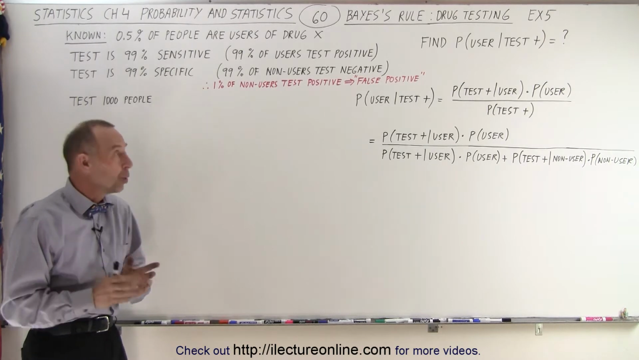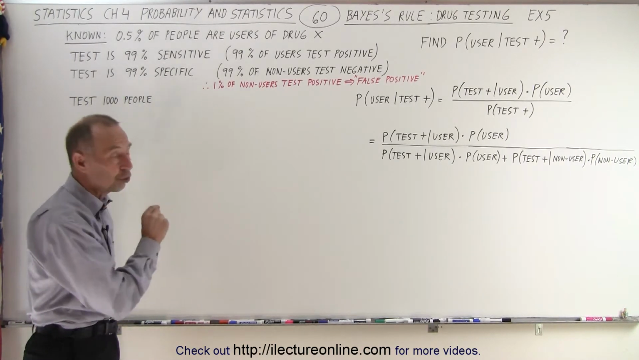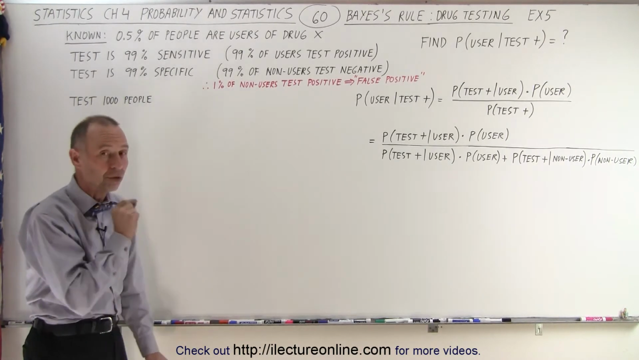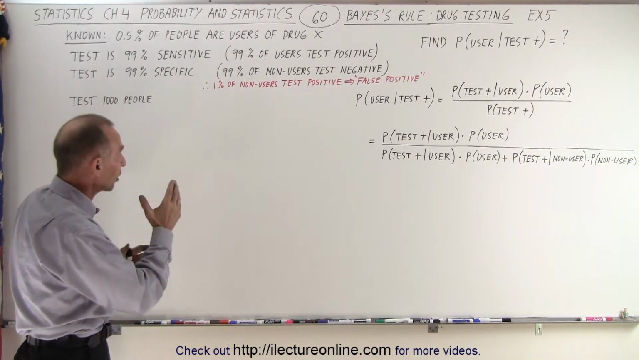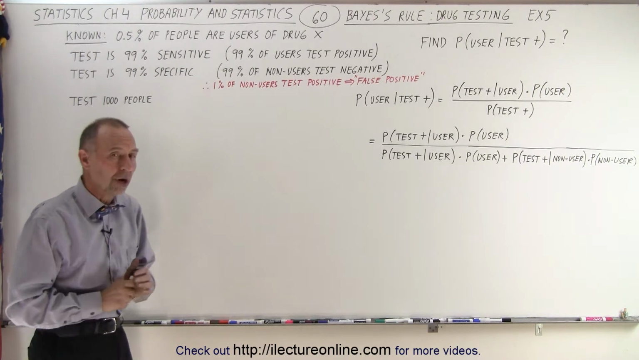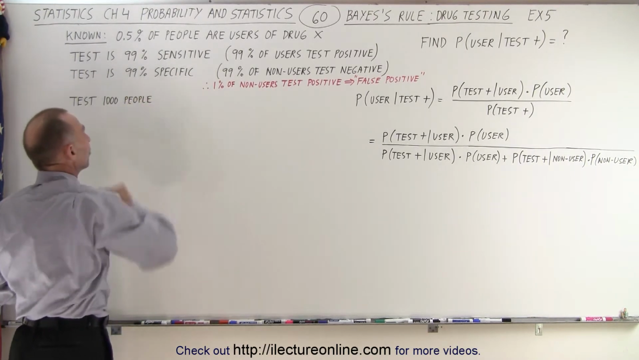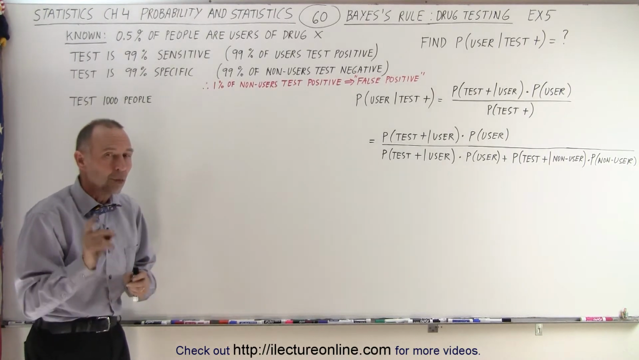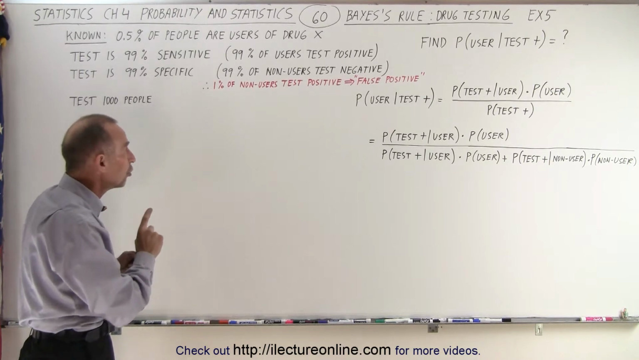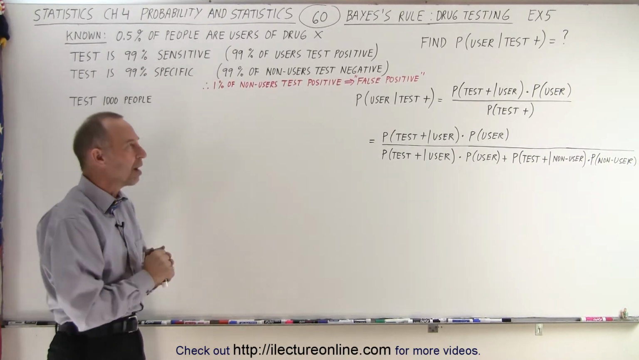What does that mean? Well, 99% sensitive means that 99% of actual users of the drug will test positive. So it will only miss 1% of users. They will test negative. So 99% of users of drug X will test positive with this test, but we'll also miss some. The test is 99% specific, which means that 99% of non-users test negative, which means that 1% of non-users actually test positive with this test, so we call that a false positive.